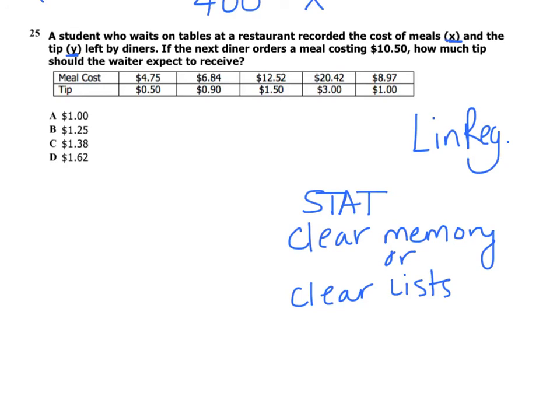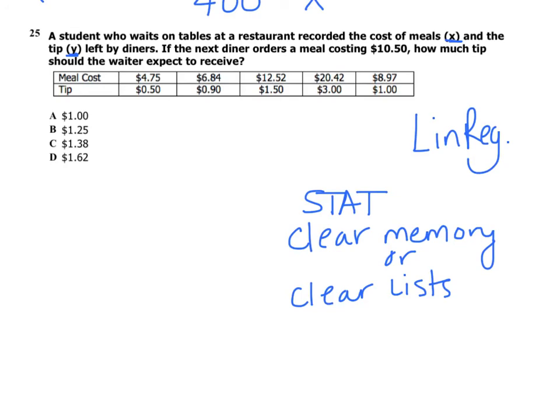I'm going to make meal cost my x's: $4.75, $6.84, $12.52, $20.42, and $8.97. Now I'm going to double check what I typed in: $8.97, $20.42, $12.52, $6.84, $4.75. I'll put the tips in y: 0.5, 0.9. Ooh, small tips. Of course, they're not really crappy tips, they're just small because this person works at a diner where the meals don't cost very much. All right, checking my y's: 1, 3, 1.5, 0.9, 0.5.